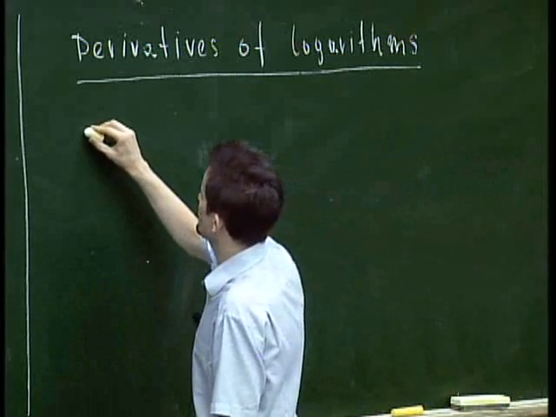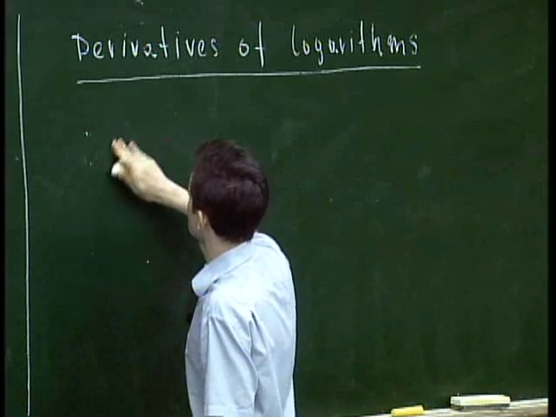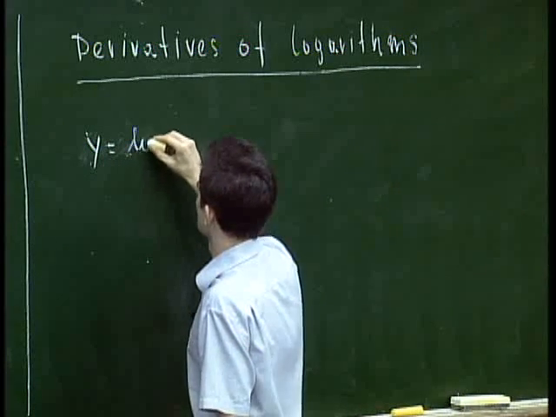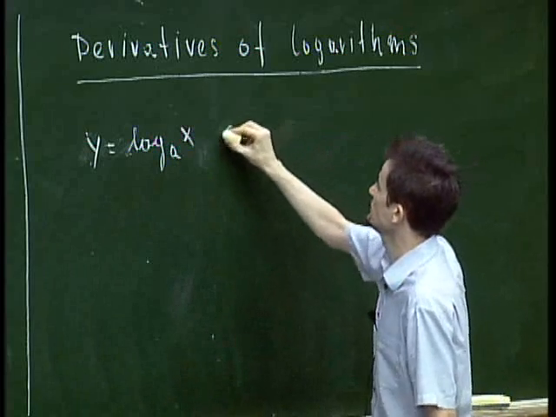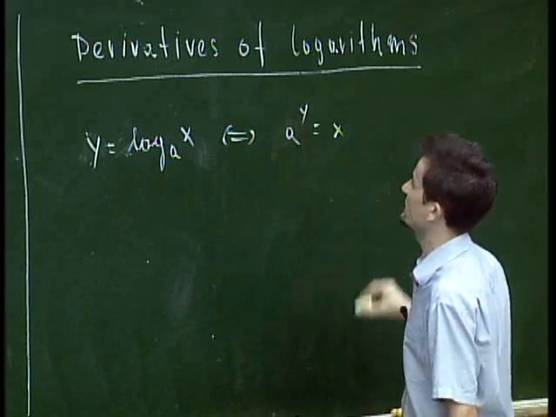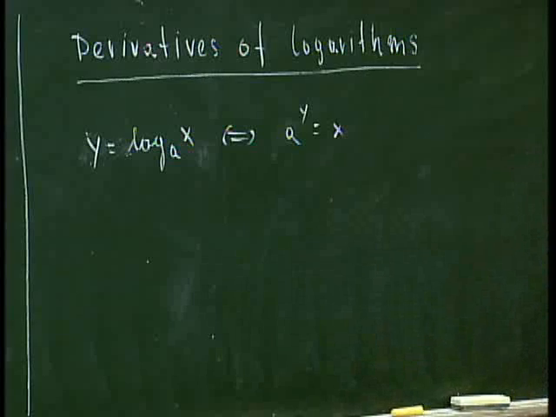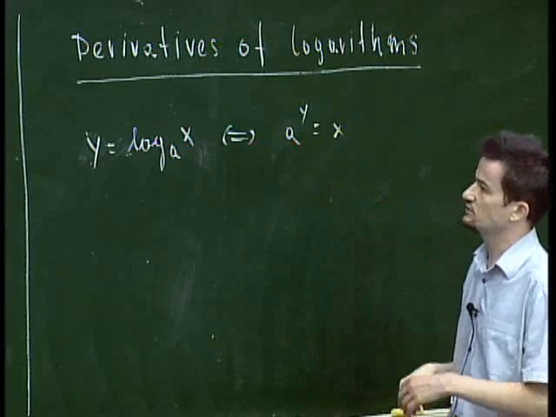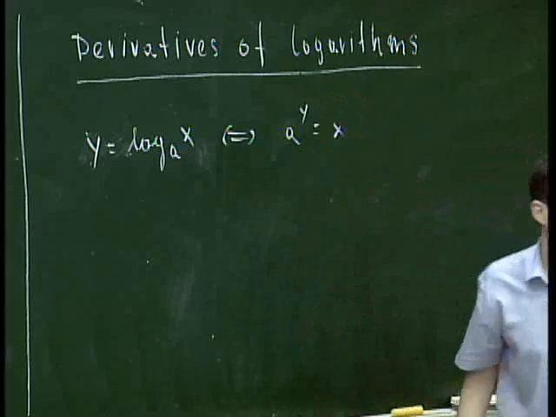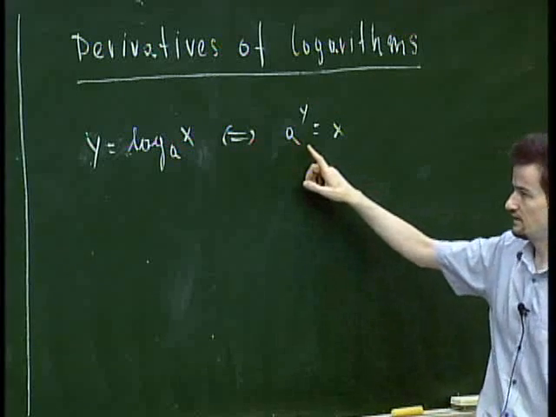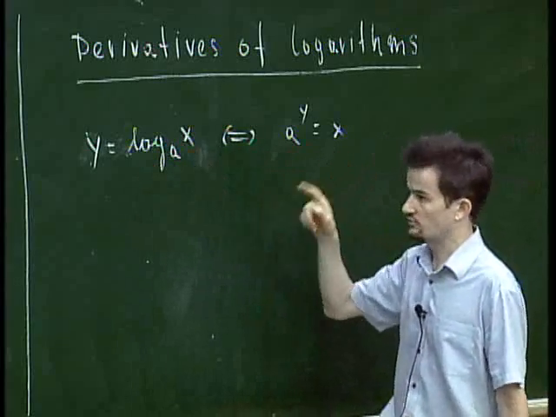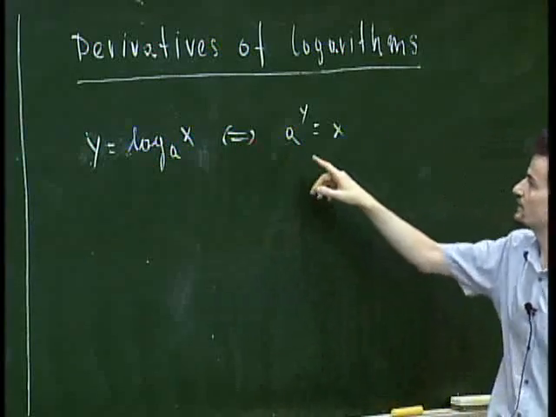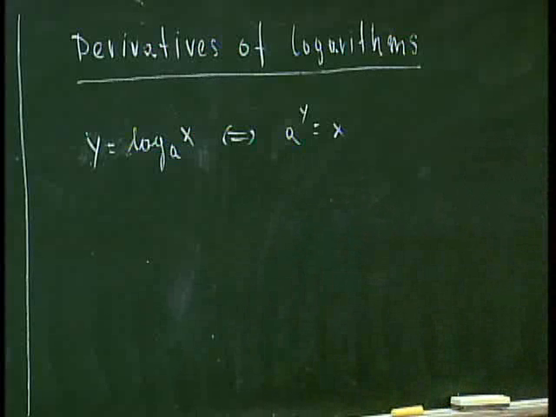So we already know that we look at the logarithm to base a of x, and by definition this means that a to the y is equal to x. Now we want to apply the method of implicit differentiation to this equation here. We know that the logarithmic functions are differentiable because of the theorem I told you, namely the exponential functions are differentiable everywhere and do not have horizontal tangents.